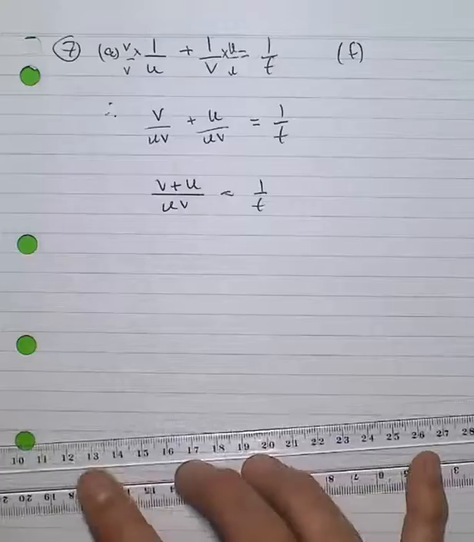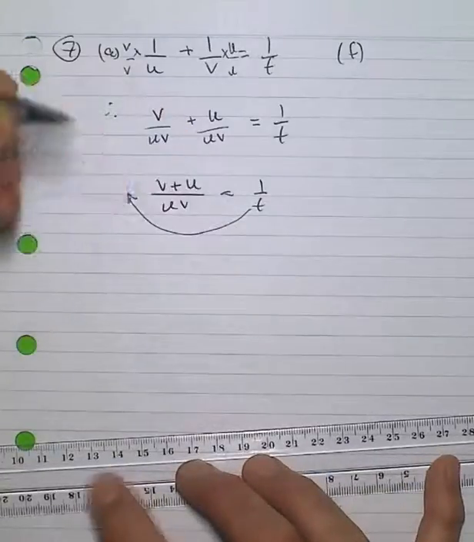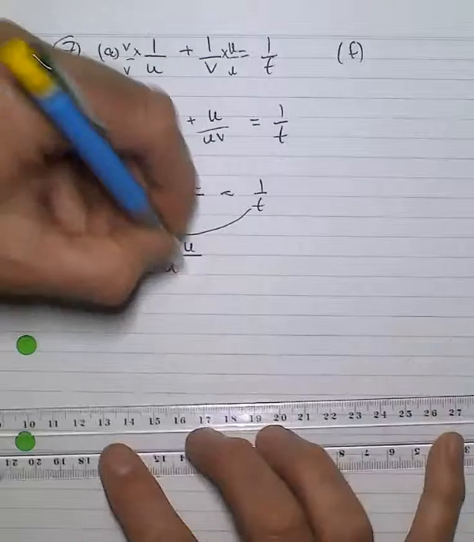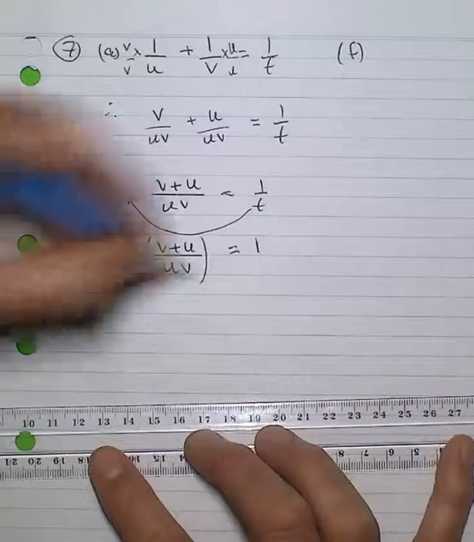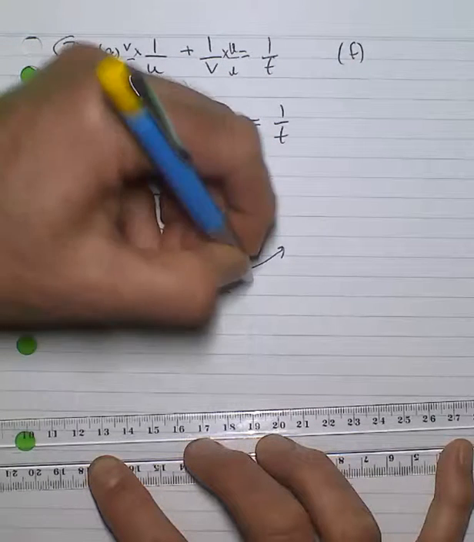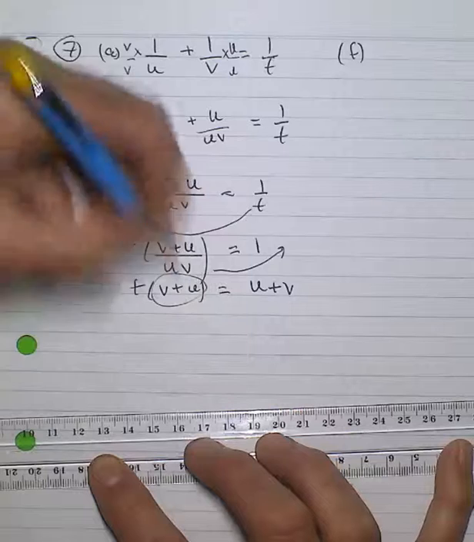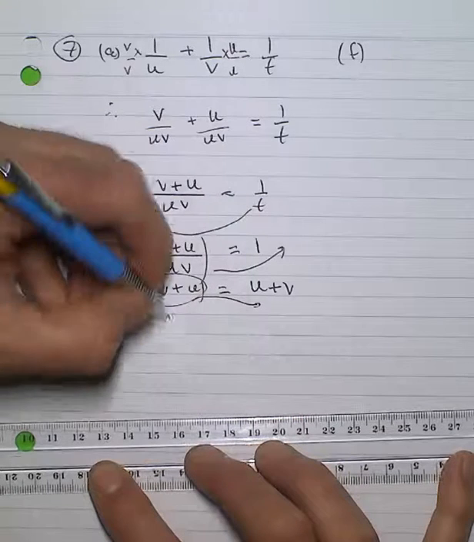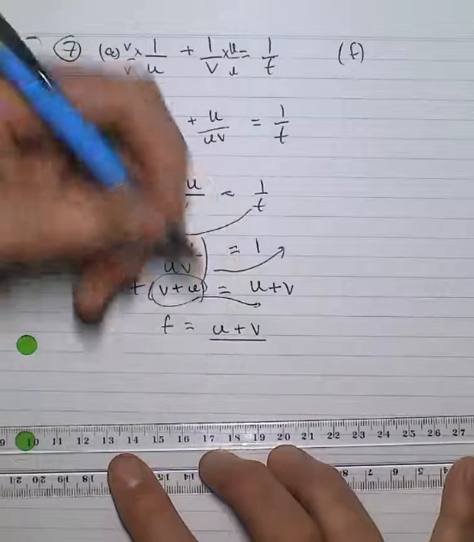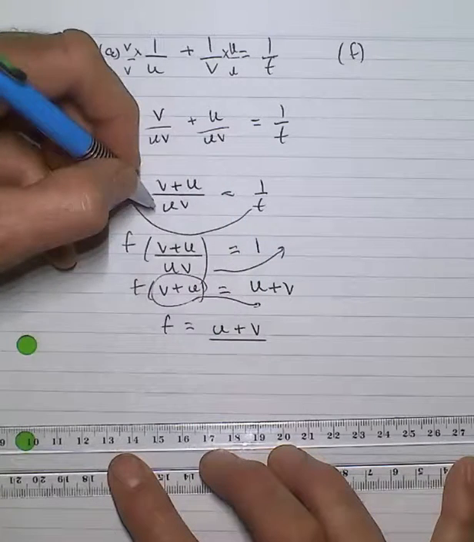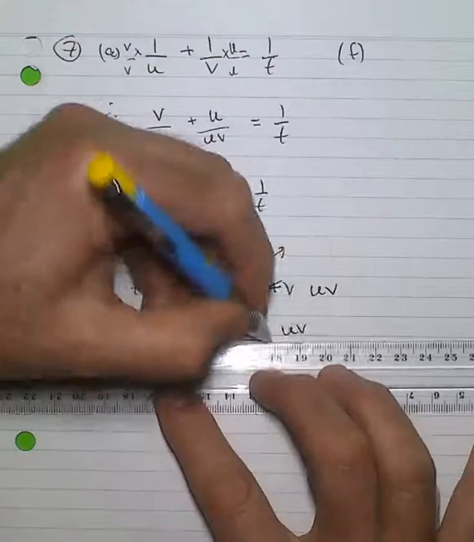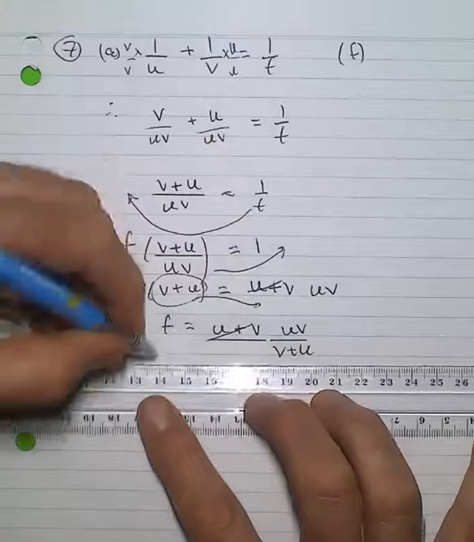Now what follows will be a double transposition. I'm just going to multiply the F through, and then multiply like so. And then grab the V plus U and divide it. So F is equal to U plus V over, so it should be UV, UV over V plus U as my final answer.